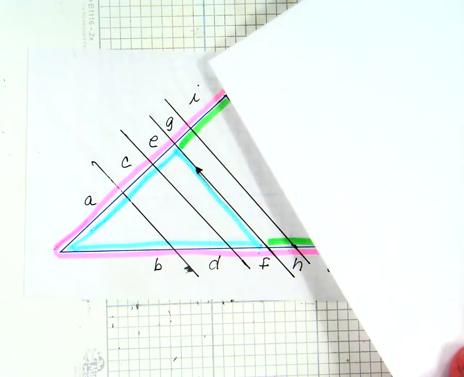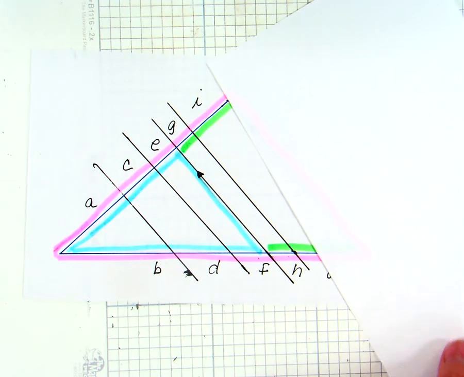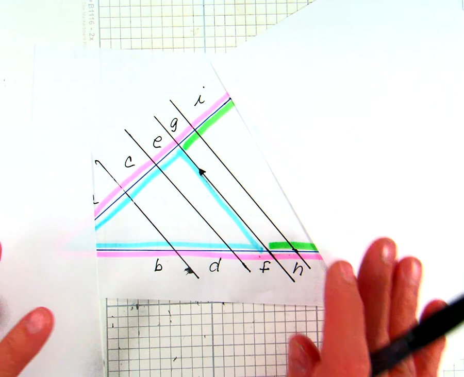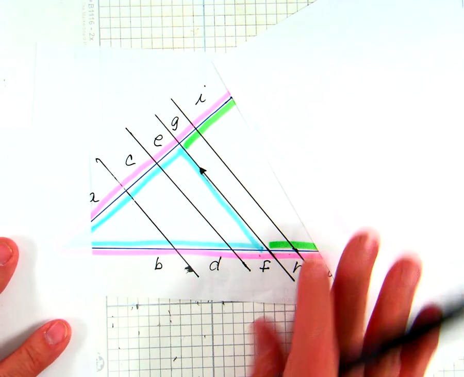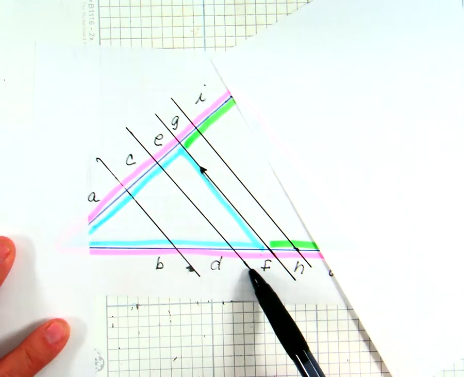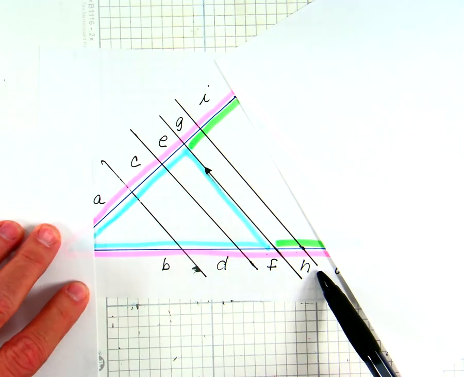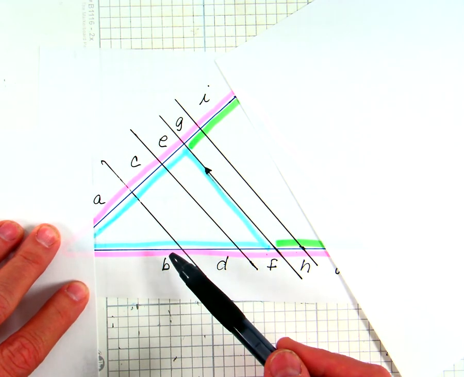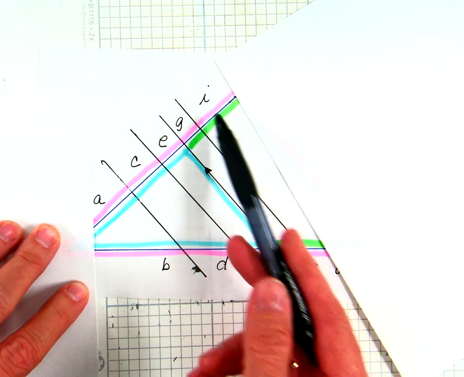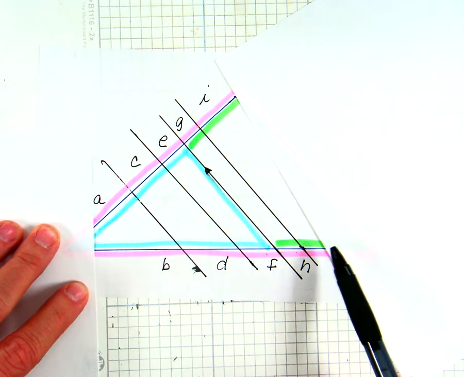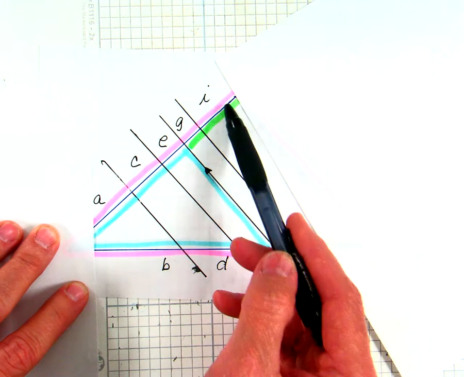But what happens if I just cover up this end? It's still true. C is to D, as E is to F, as G is to H. All the ones that are between the parallel lines are still proportional. But notice the ones on the end we're not sure about anymore, because we don't know how far that's going to go. Right there, it's not parallel.